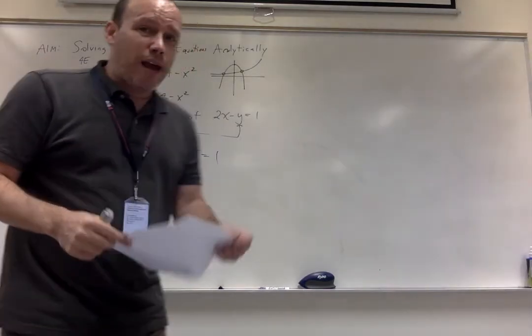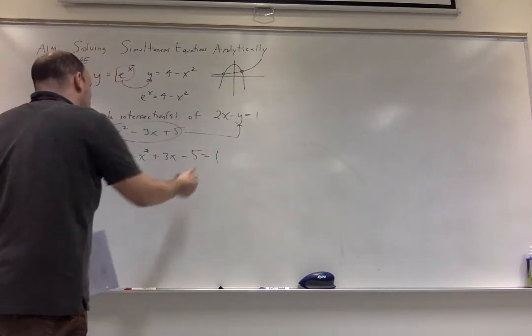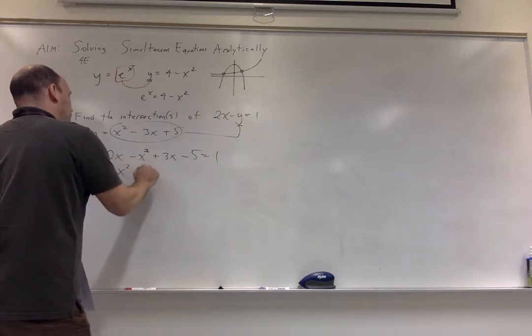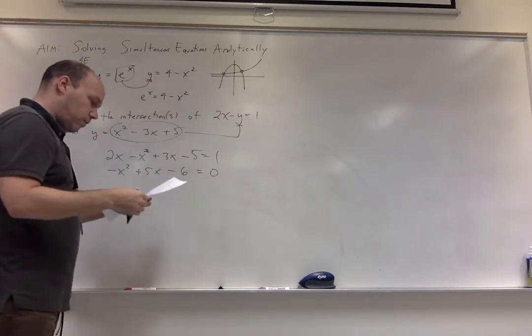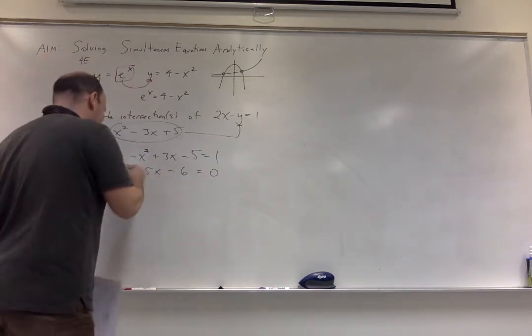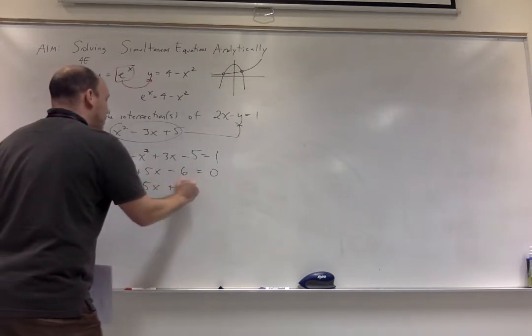And then you would say, okay, it's a quadratic now. So I'm going to set everything equal to 0. So I have negative x squared, right, plus 5x minus 6 equals 0. All right. Maybe I'm going to multiply everything by negative 1, right? Because x squared minus 5x plus 6 equals 0.